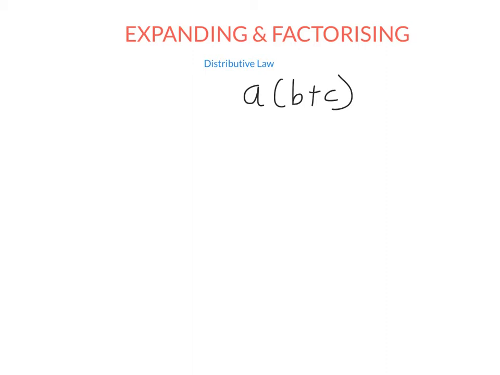We call it the distributive law because we take what is outside the brackets and distribute it to everything inside. So we go A times B and then A times positive C. So that is the distributive law, what I've written just here. And that, again, is how you expand brackets. The reason it works can be seen using some rectangles.